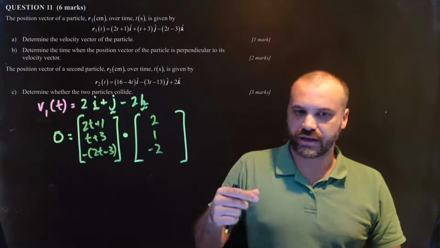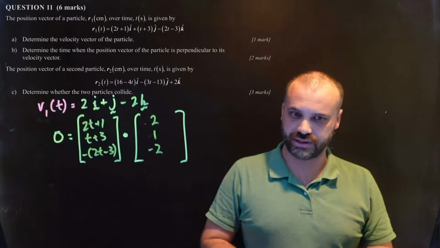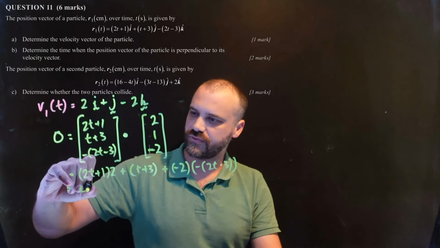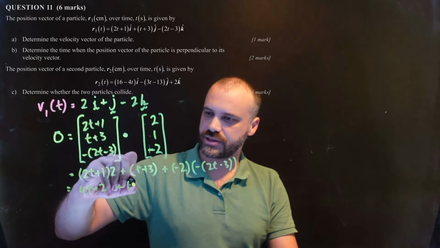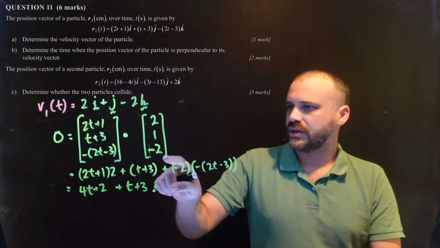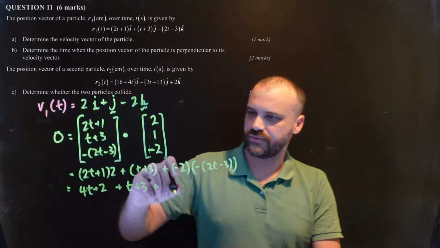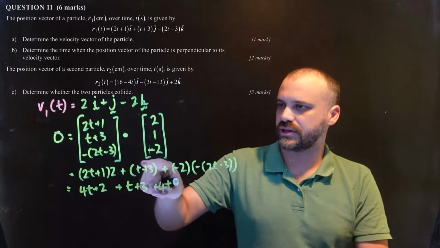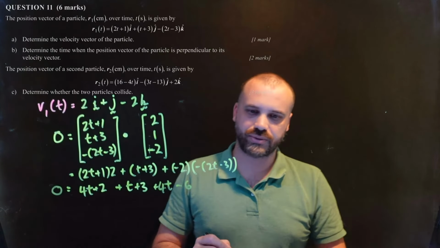Okay, after that, I'm just doing the dot product, which means I'm doing this times this, this times this, and this times this. So writing this out, we've got 2 times 2t plus 1, so that's 4t plus 2. And then we have 1 times t plus 3, so that's just t plus 3. And then this last bit is super messy, so you just got to be careful. It's negative 2 times negative 2t, so that's positive 4t. And then it's negative 2 times negative 3, so it's negative 2 times positive 3, which is negative 6. And all of that's going to be equal to 0.